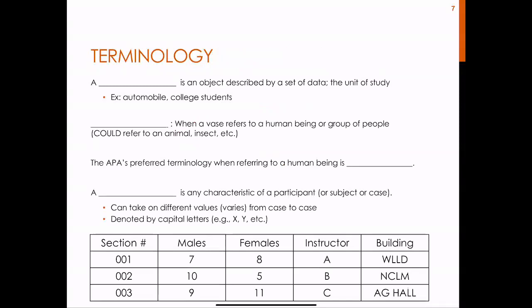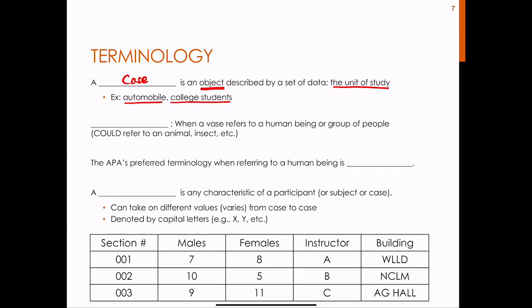So let's keep going on the different terminology in statistics. This slide is for the basic terminology in statistics. The first one is a case. A case is an object described by a set of data, or the unit of the study. So, for example, automobiles, college students, those are all cases.